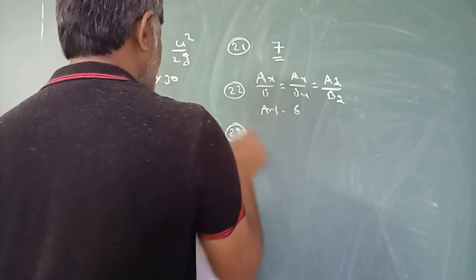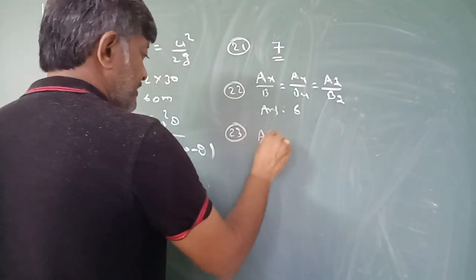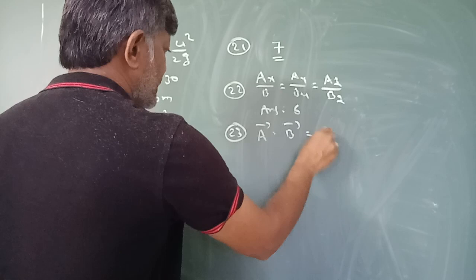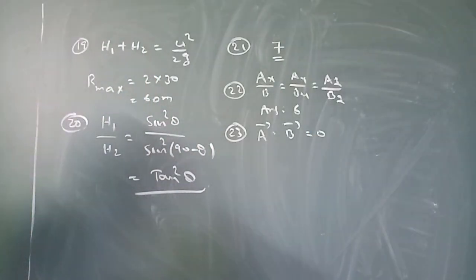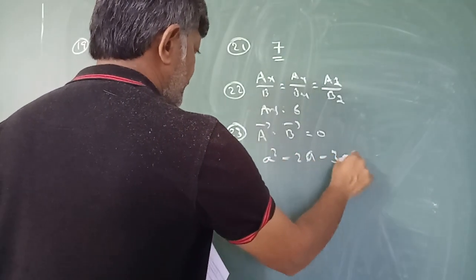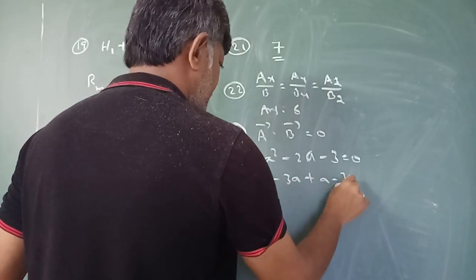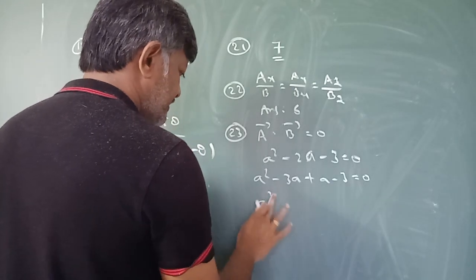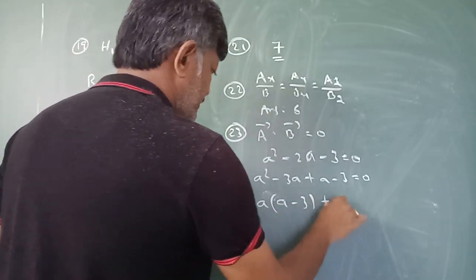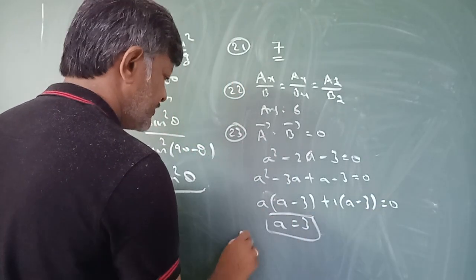Next, 23. If the vectors are perpendicular to each other, then the positive value of a. Vectors being perpendicular to each other means a bar dot b bar is equal to 0. Here a bar dot b bar is a into a square minus 2a minus 3 is equal to 0. So a square minus 3a plus a minus 3 is equal to 0. So a take common, a minus 3, plus 1 common, a minus 3 is 0. Positive value means a is equal to 3. 24.